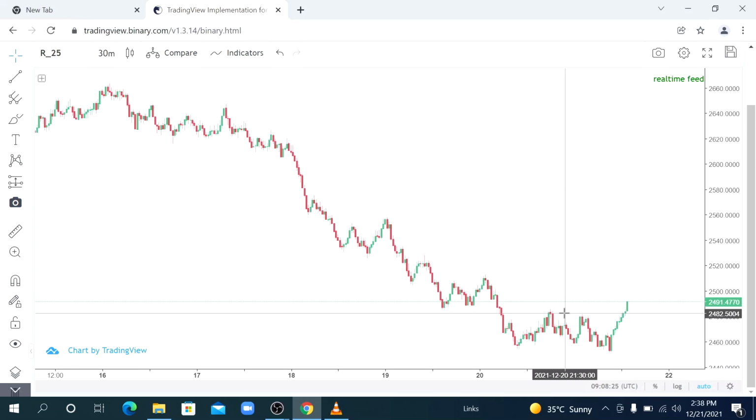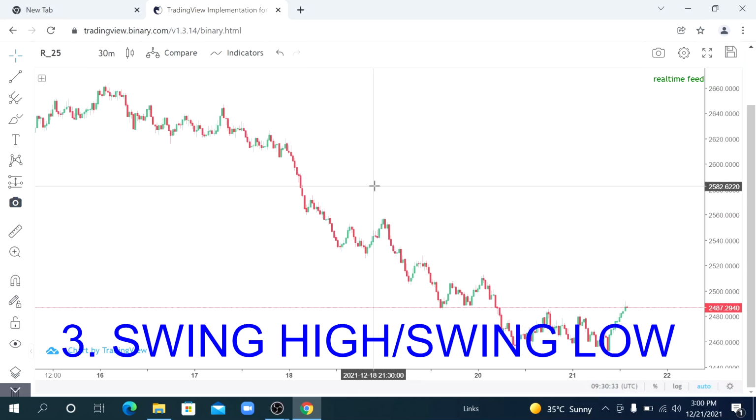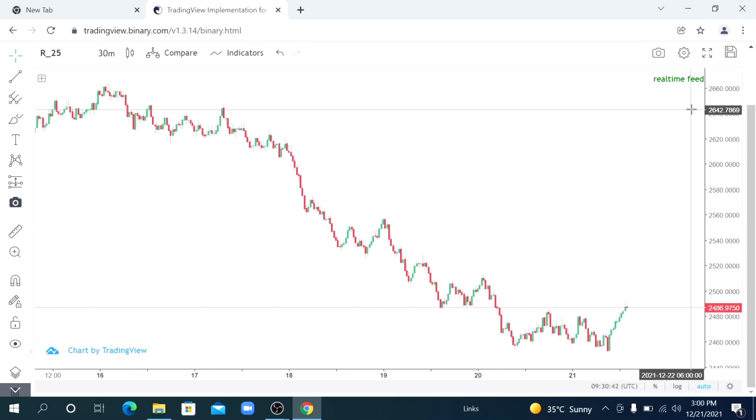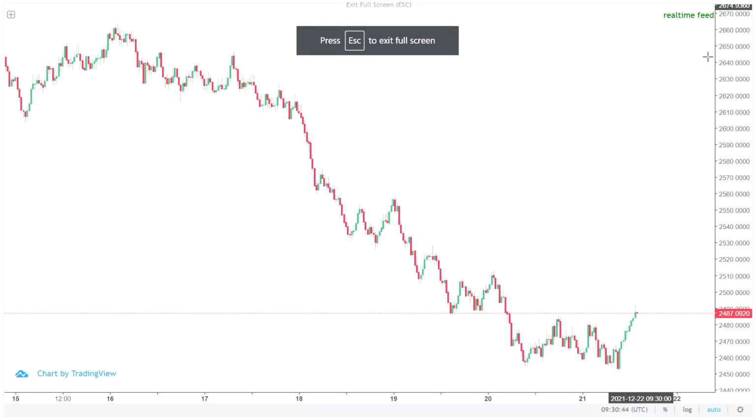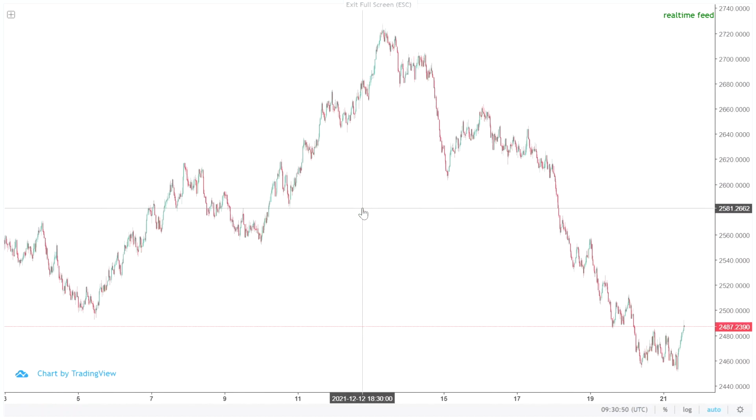Okay. So the third way you can exit a trade, the third best professional way you can exit your trade, is using swing high and swing low. Swing high and swing low. What do I mean by swing high and swing low? It's very, very easy to understand. Currently, as you are seeing this chart, what do I mean by swing high and swing low?